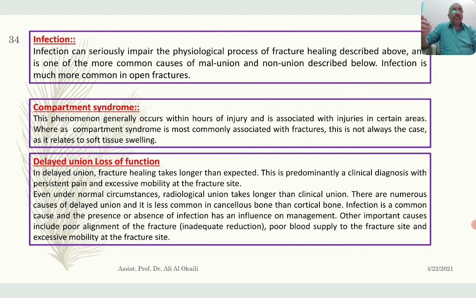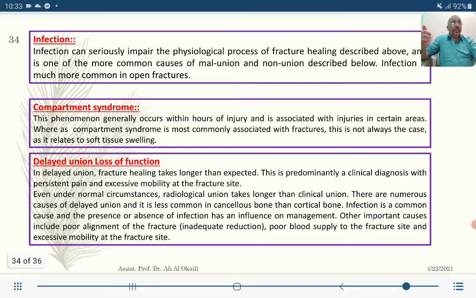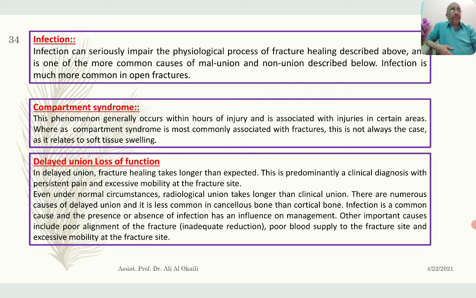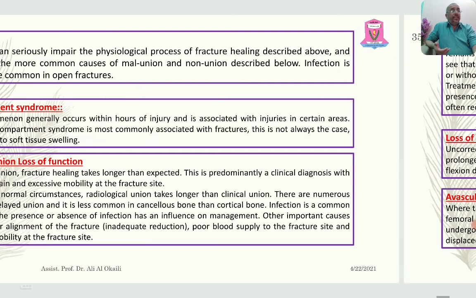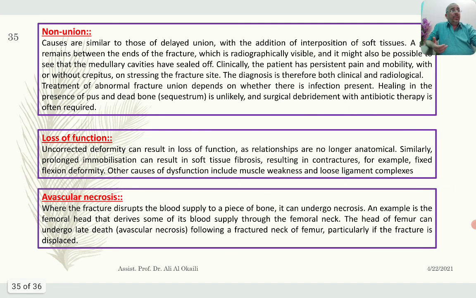There are numerous causes of delayed union, and it is less common in cancellous bone than in cortical bone. Infection is a common cause, and the presence or absence of infection has an influence on its management. Other important causes include poor alignment of the fracture, inadequate reduction, ظلت عوجة, poor blood supply, يؤدينا إلى necrosis, and excessive mobility at the fracture site, ill fixation of the fracture pieces.